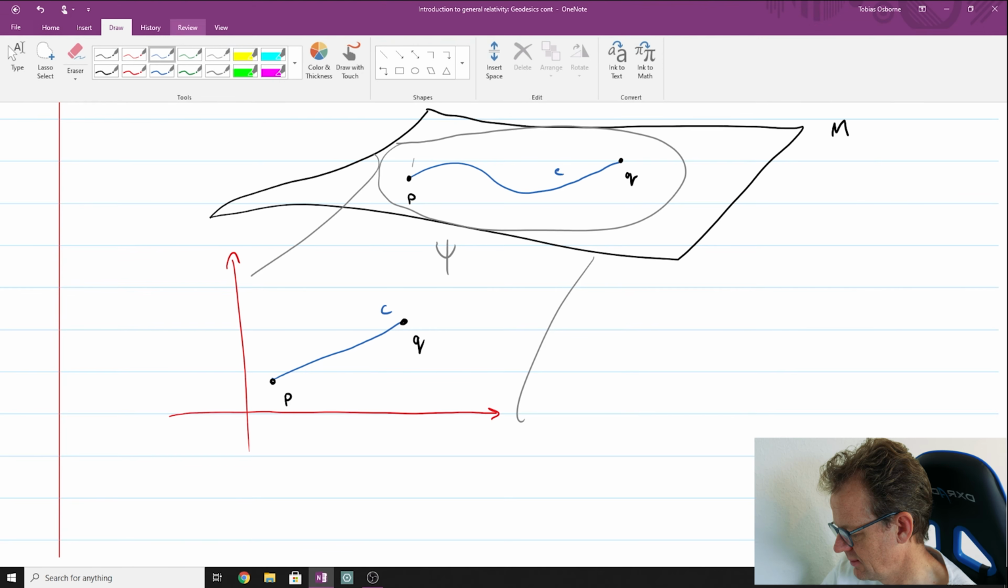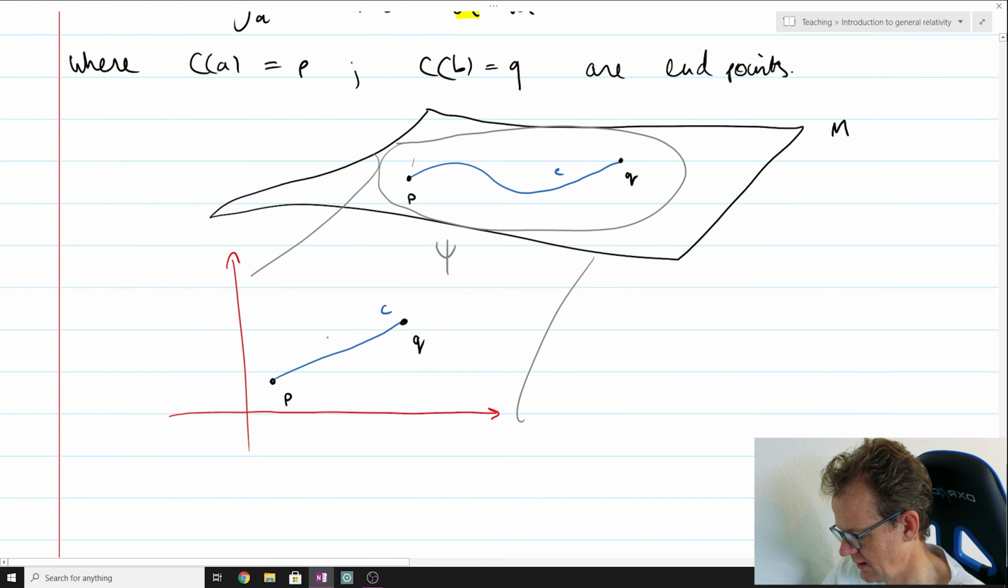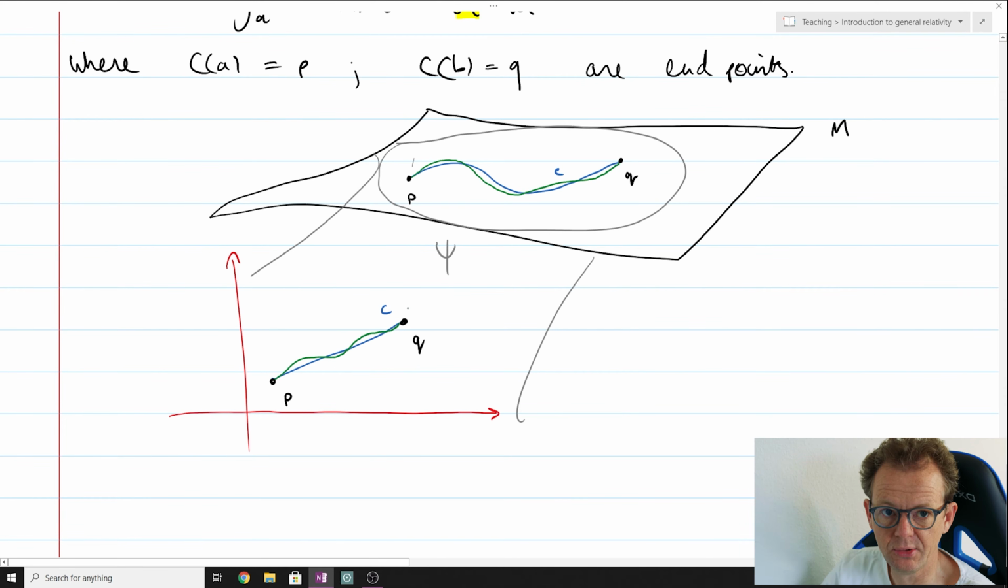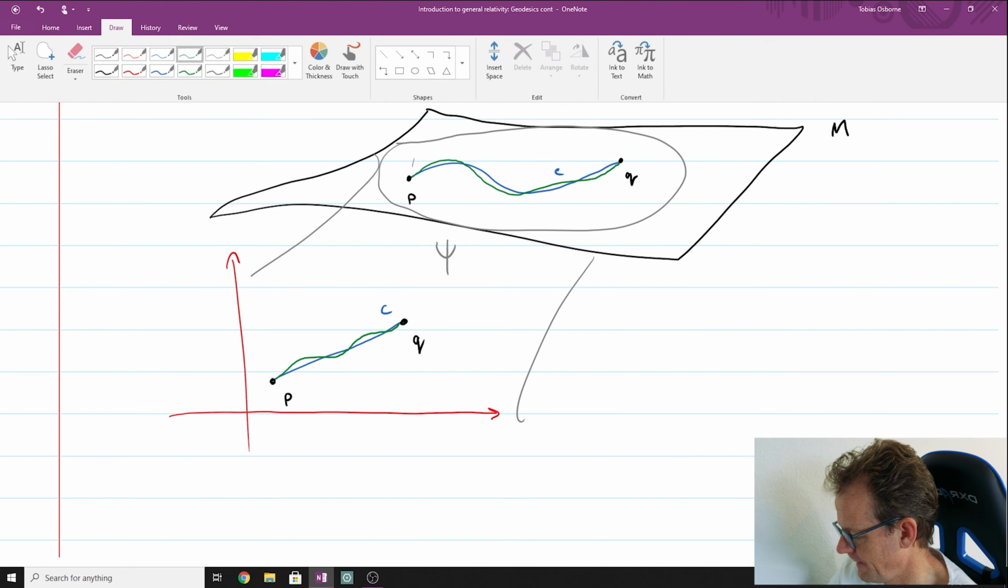And now the next part of the argument is we're going to imagine that we vary this curve slightly. So imagine that instead of computing the length for the curve C, we're going to compute the length for a little variation of that curve. So we vary the curve away from the endpoints. At the endpoints we actually leave the curve alone. So let's just consider a new curve and compute the length for this new curve.